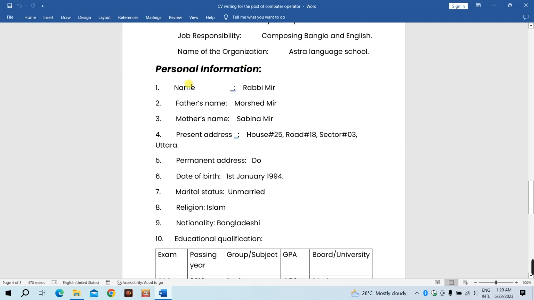Personal information. Number 1, name, Rabbi Mir. Number 2, father's name, Morshid Mir. 3, mother's name, Sabina Mir. 4, present address. 5, permanent address. 6, date of birth. 7, marital status. 8, religion. 9, nationality. 10, educational qualification.